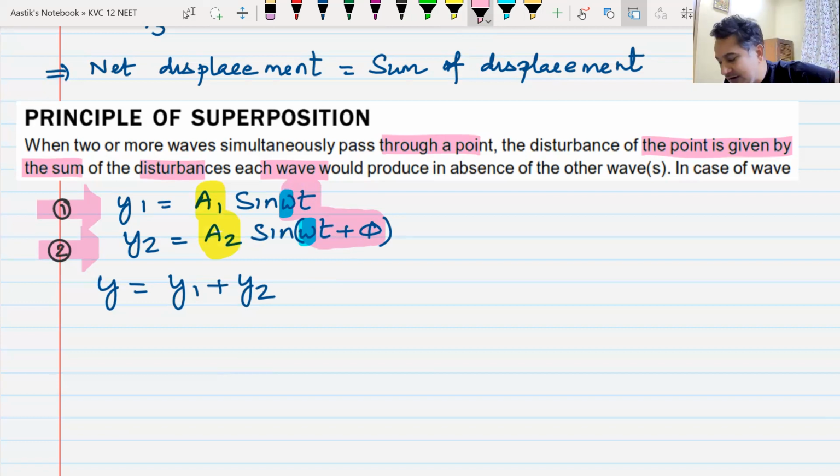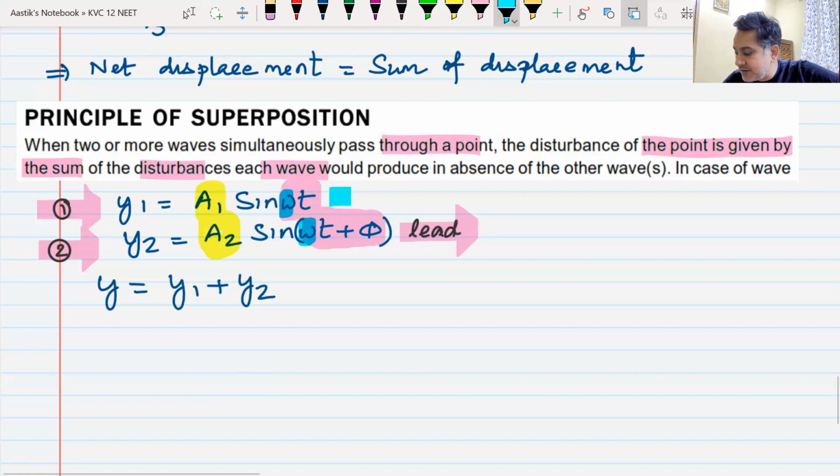We have also talked about leading and lagging. Any one of these waves is leading and the other wave is lagging. Can you tell me which wave is leading and which wave is lagging? Y2 is leading and Y1 is lagging. Well done. So this is the wave that is leading and this is the wave which is behind, which is lagging. Everyone understand this? Yes or no? We had seen that in the last class.